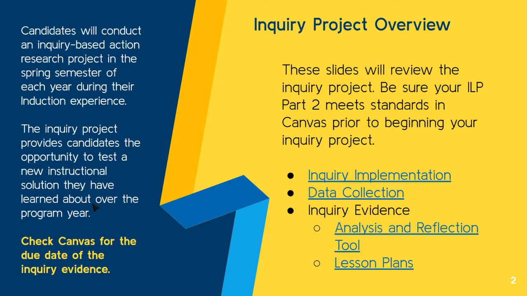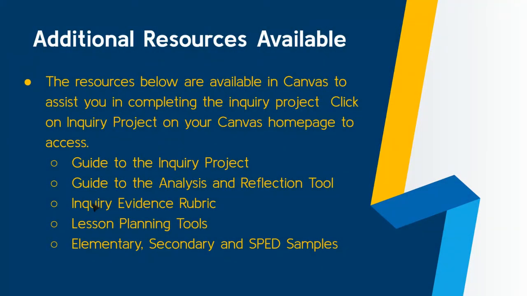These slides will review the steps required to conduct the inquiry project, including data collection and inquiry evidence, which will be submitted in Canvas in the form of 3 analysis and reflection tools, as well as 3 corresponding lesson plans. Please check Canvas for feedback to ensure that your ILP Part 2 has met standards prior to beginning the inquiry project. There are several resources in Canvas, including guide documents with more detailed directions, rubrics, and elementary, secondary, and special education samples that you can refer to, as well as the other resources listed on this slide. You will want to check Canvas for the specific due date of your inquiry evidence.